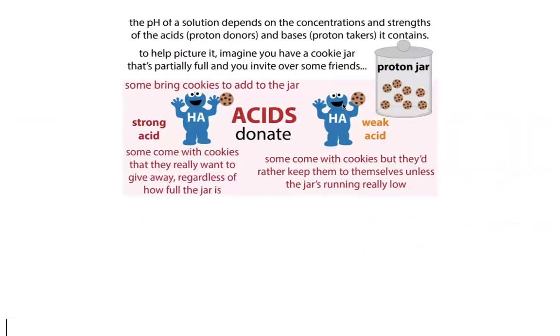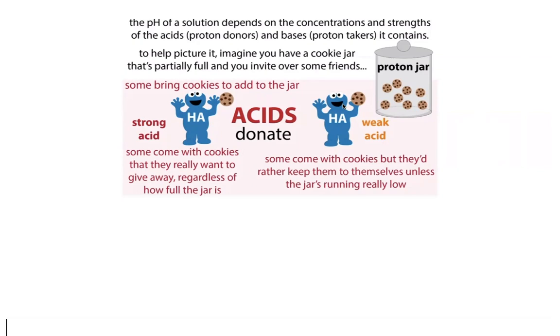But some of the friends might be more generous with their cookie giving than other friends. So some of the acids are going to donate to that jar even if that jar is already really full, because they're just so generous. They're just going to donate it no matter what. And so that would be like a strong acid.